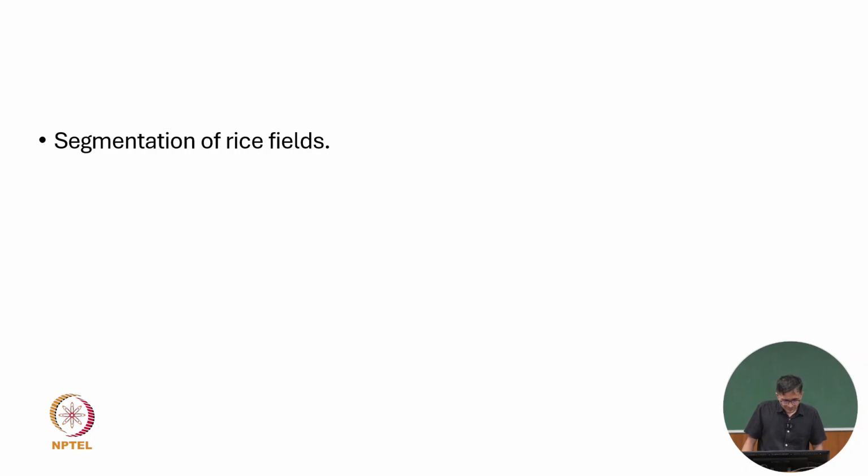Similarly, segmentation of rice fields. Rather, what I mean here is segmentation of specific crops, because of course the rice fields themselves are probably a more interesting problem with the water presence and all. Let's keep our discussion restricted to specific crops, and then the question arises whether the multispectral image has enough information to do this distinction.